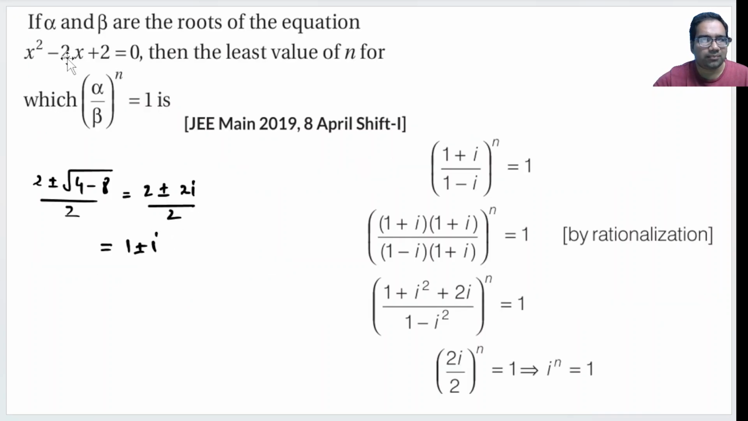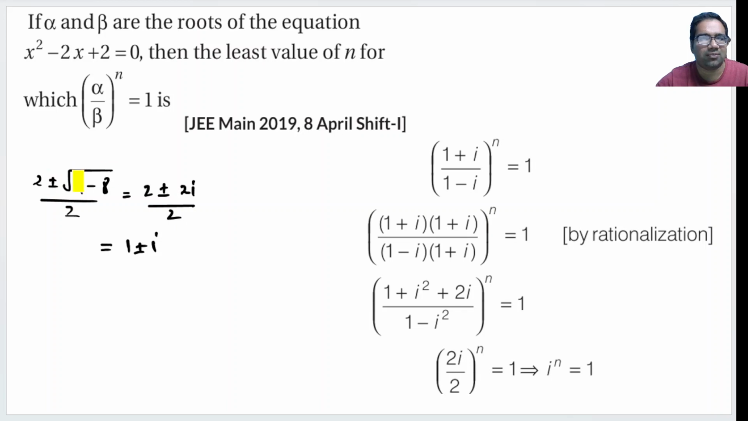We know that the roots of any quadratic equation are given by minus b plus or minus root of b square minus 4ac, all over 2a. Let us input that. Then we get minus of minus b, which is minus of minus 2, which is 2, plus or minus root of b square, that is 4, minus 4 into 2, which is 8, by 2. So clearly 4 minus 8 is minus 4. That means the roots are complex.